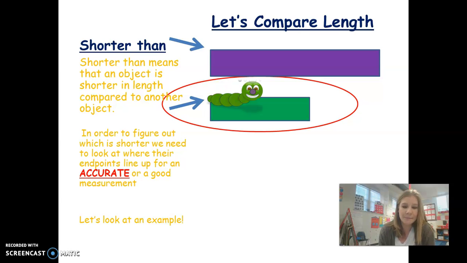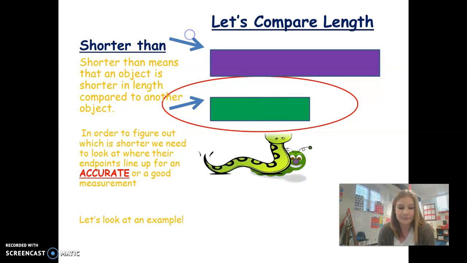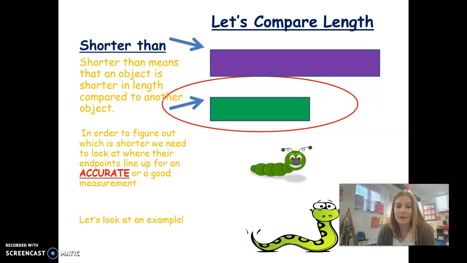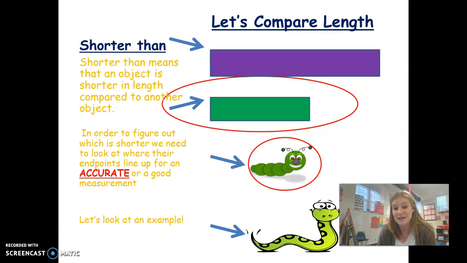Let's do another one. I have an inchworm and I have a snake. Now I can tell by looking at these that I think the inchworm is going to be shorter, but in order for us to know for sure, our endpoints need to be lined up. So let's check and see where our endpoints are on these two pictures. The end of the inchworm and the end of the snake are our endpoints. So I know that those two are lined up, so this will be an accurate measurement. So now I'm going to look again and say, well, the inchworm still is not going as far as that snake is, so I know the inchworm is shorter than the snake.